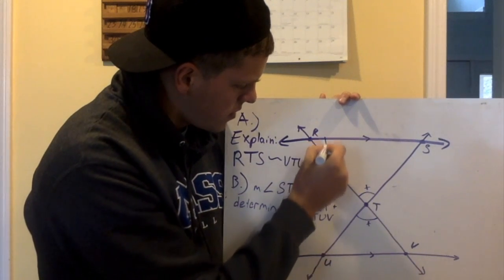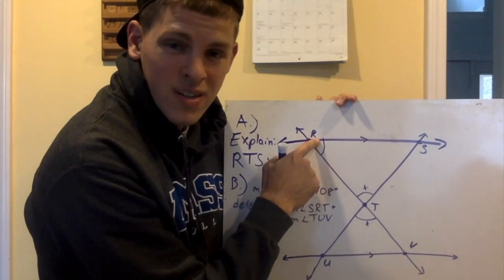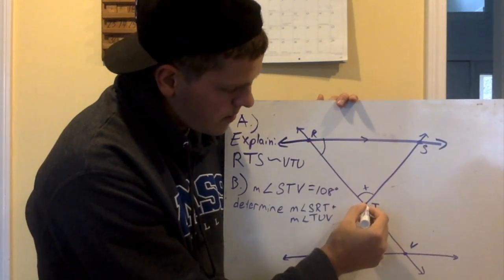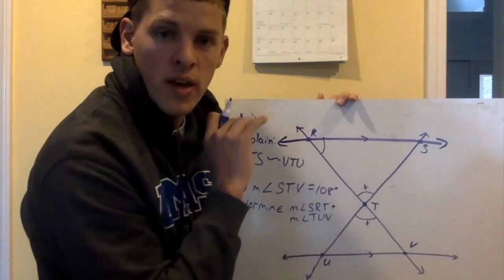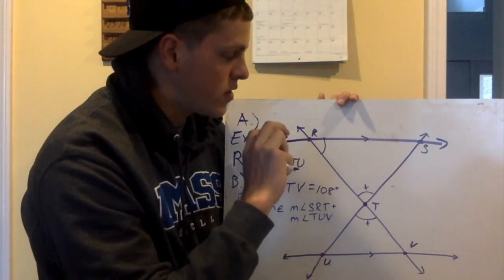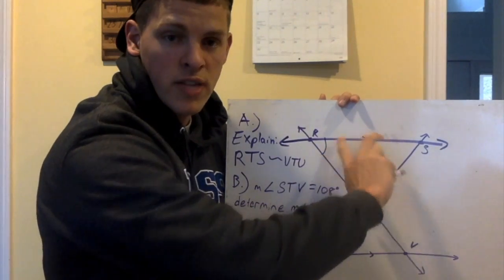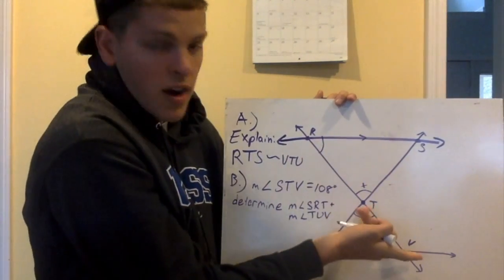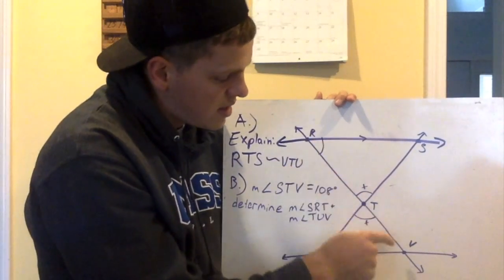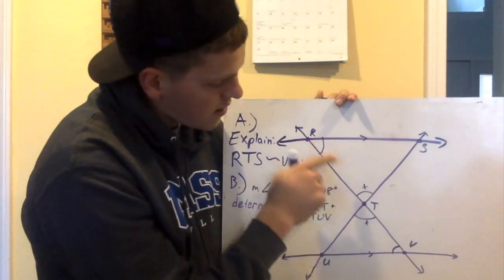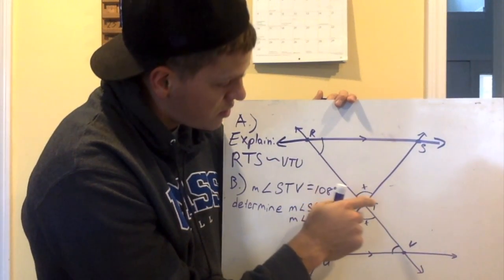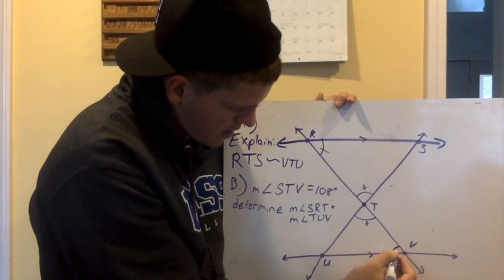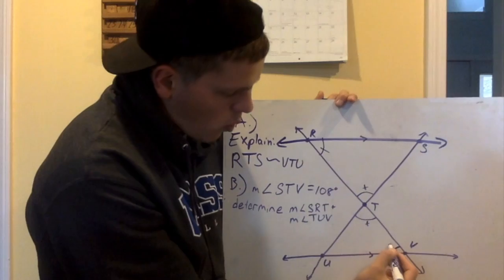So if we look at this one, we know that this one, based on alternate interior angles, is going to be the same as this one over here. If you were to take a transparency, or if you were to take patty paper and rotate it from here down to there 180 degrees, you would see that these fit each other. SRT is similar to UVT. So I'm going to label that Y.